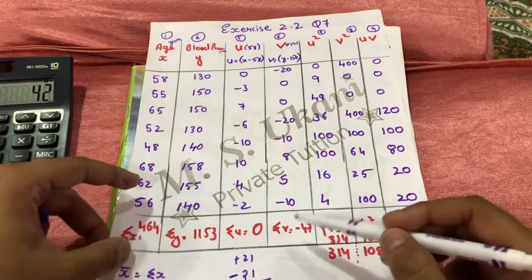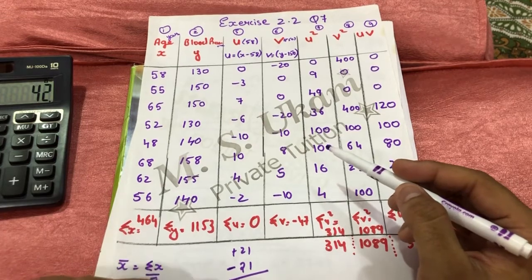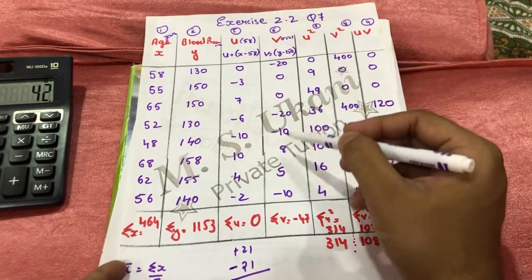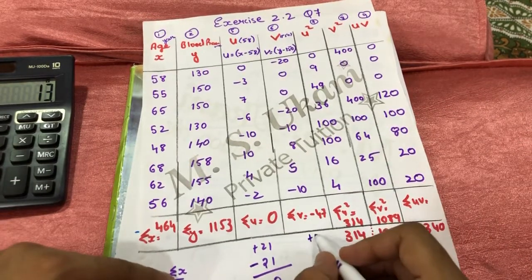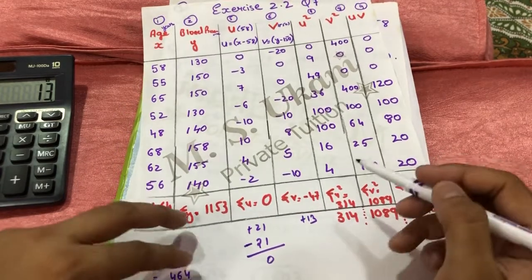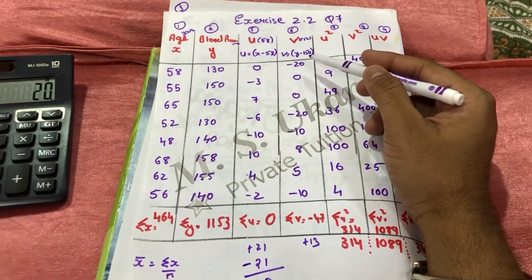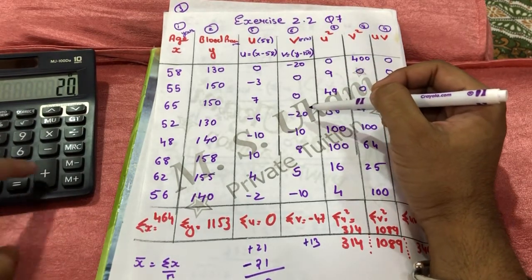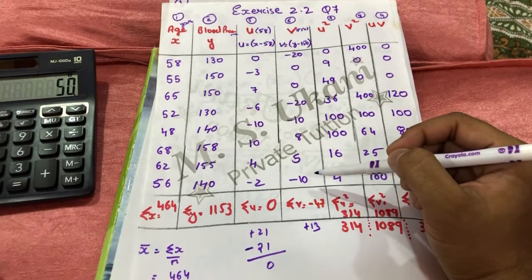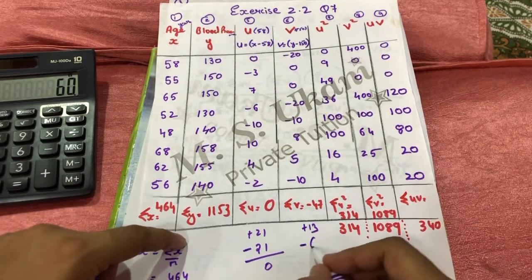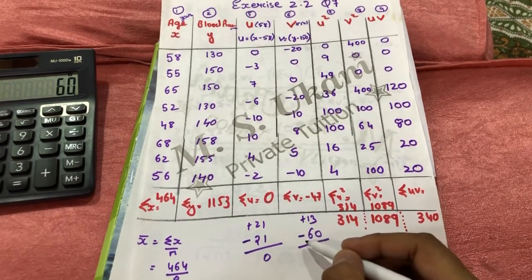Now in the same way we have to add the column V. First of all we will add the positive numbers. Here the positive numbers are 8 and 5, so 8 plus 5, our answer will be plus 13. Now we will add the negative numbers, that is 20 plus 20 plus 10 plus 10, so our answer will be minus 60. Now you know that plus and minus gives minus, and the bigger sign we will put.